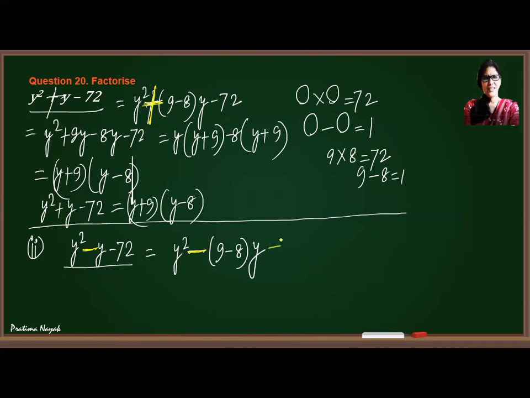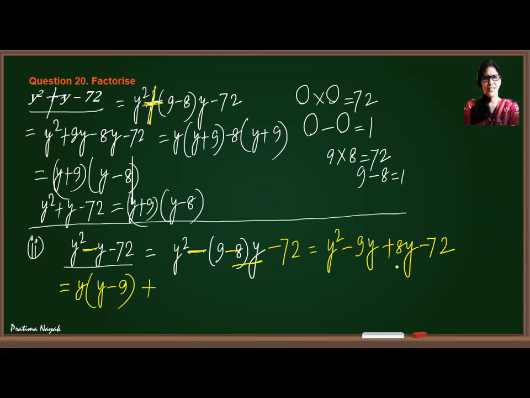Then what will change? When I multiply, 9y will be negative and 8y will be positive, because there are two negatives before it, so positive 8y minus 72. Then if I take y common, it will be y minus 9 plus 8 common, then y minus 9. Then again y minus 9 common, I'm getting y plus 8.